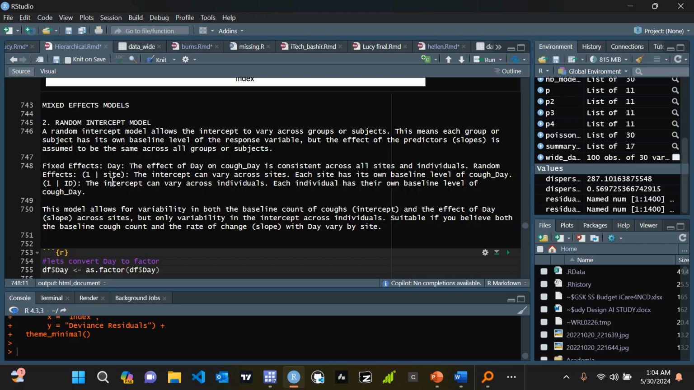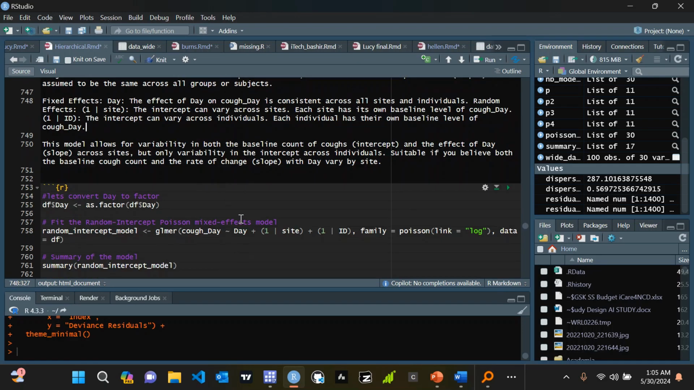So this means that for the fixed effects, the day is the fixed effect. The effect of day, or the time, on cough frequency, our outcome, is consistent across all sites and individuals. It assumes that the effect of time is consistent across study sites and individuals. Yet this is wrong. We have already seen from the spaghetti plots that individuals' cough frequencies go down as time progresses.